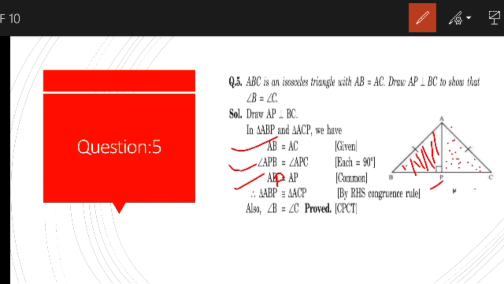So by RHS, 90 degrees, hypotenuse, our AB and AC are our hypotenuses, and AP is one of our sides. So by RHS we can say that the triangle APB and triangle APC are congruent to each other, which implies angle B and angle C are equal by CPCT. So what we were required to prove is achieved.